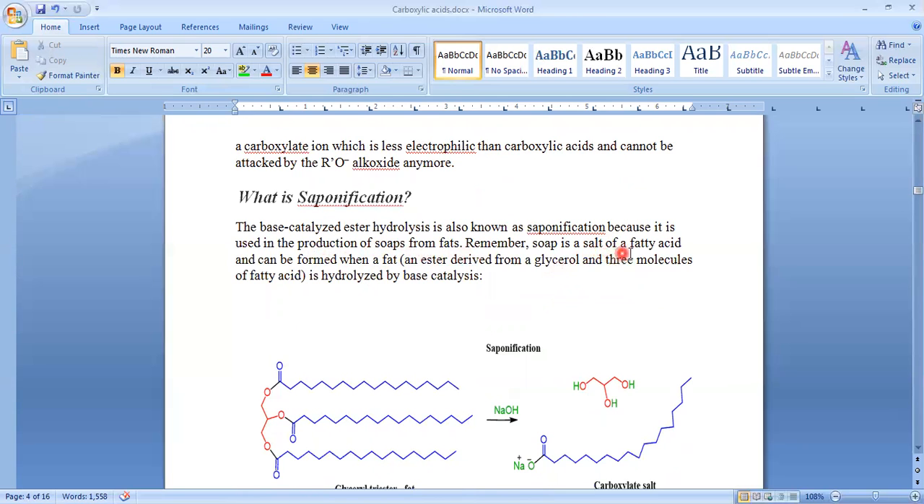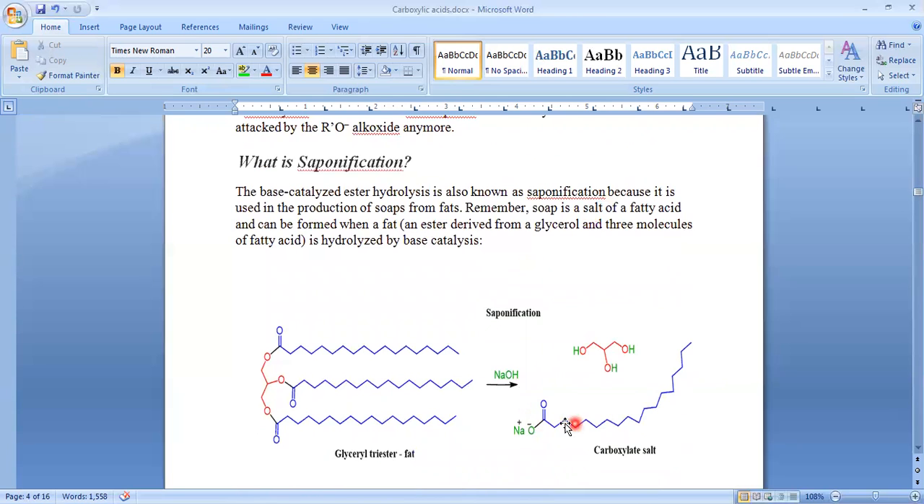Remember, soap is a salt of a fatty acid. So this is a fatty acid. What are fatty acids? Long chain carboxylic acids. If you replace Na with H, you will get a long chain carboxylic acid. Long chain carboxylic acids are known as fatty acids. And here, the salt. Salt means what? What is the property of an acid? It releases H plus, and that H plus is taken up by whom? A base, that is NaOH, and NaOH becomes water, and we get a salt. That is, oxygen will get the sodium ion.